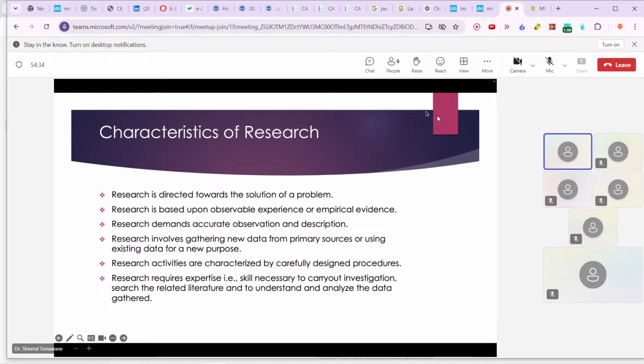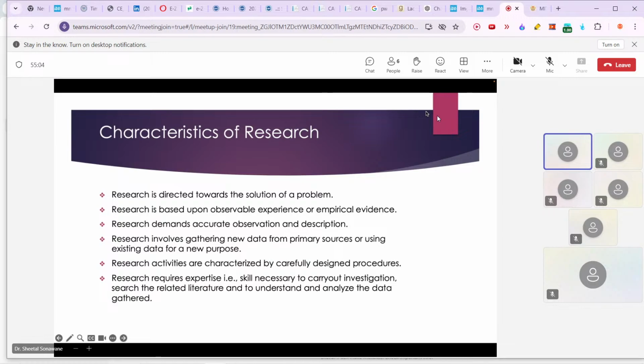Research activities are characterized by careful design procedures. There has to be a procedure involved in it. You cannot skip any step in the procedure. The last one is that research requires expertise. Otherwise, a person who cannot interpret, who is not connected to the research, who doesn't know the language, is not able to do the research at all.